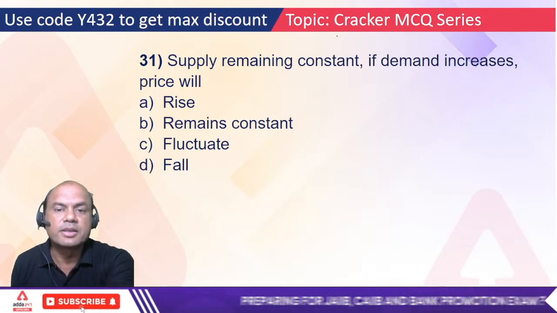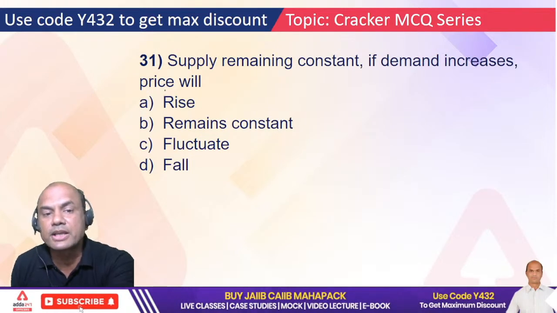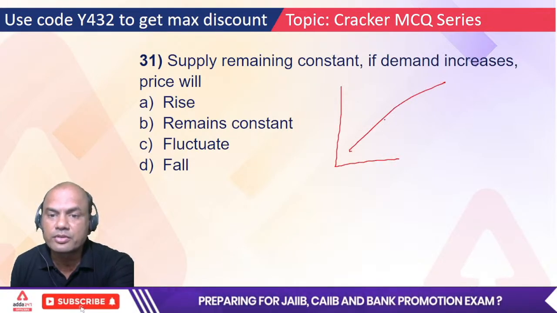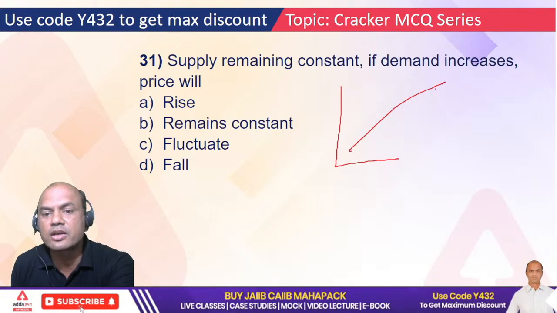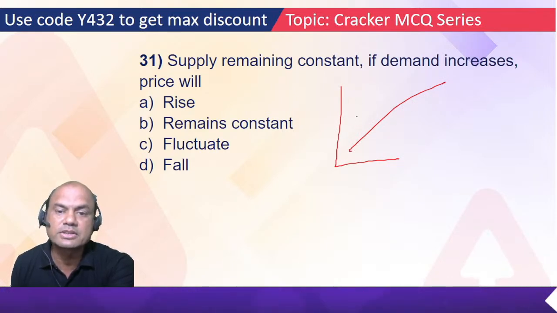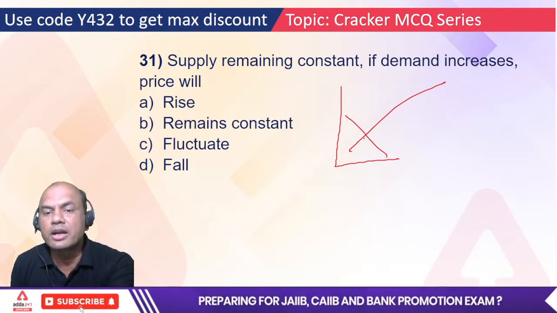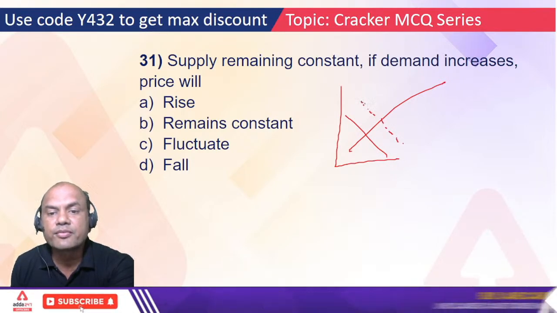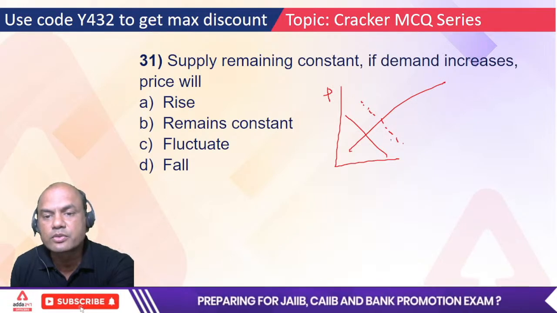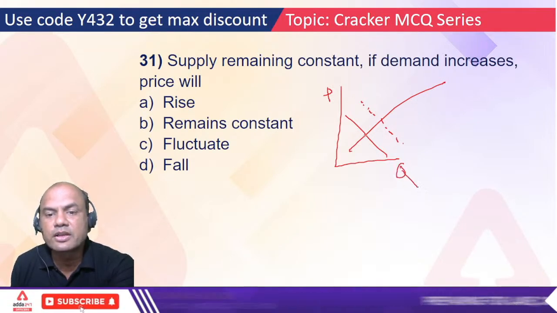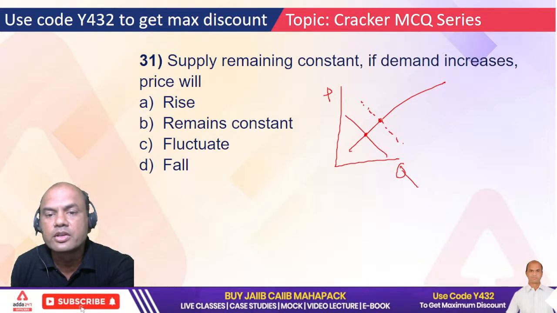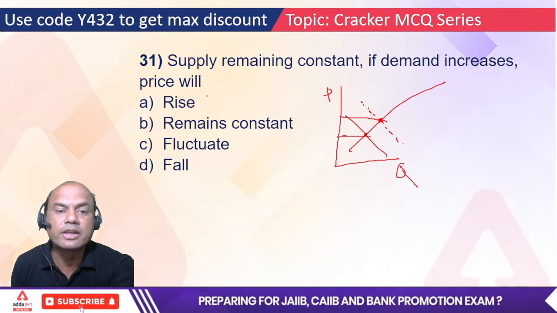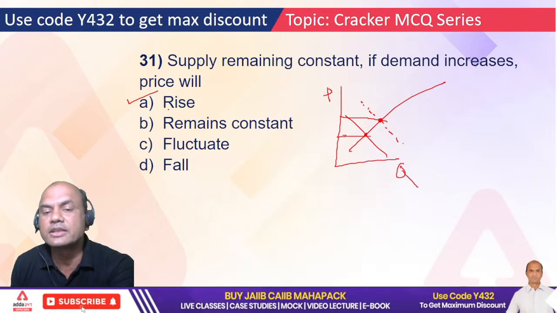Next: supply remaining constant, if the demand increases, price will... So now what do you say? Supply remaining constant. This is the supply curve, and it is constant, going on a straight curve. If the demand increases, the demand curve shifts from over here to over here on this side. This is price, this is quantity. This was the earlier equilibrium, now the equilibrium is over here. Earlier price was over here, now price is over here. So price will rise, right? A is the answer.